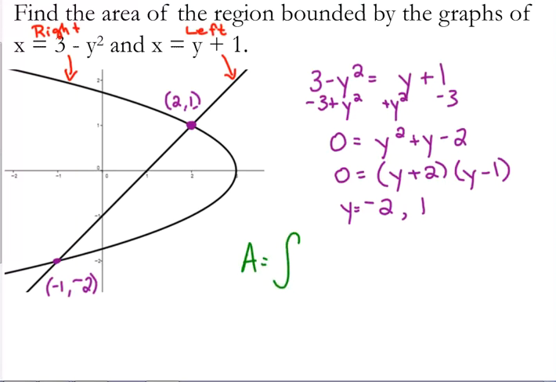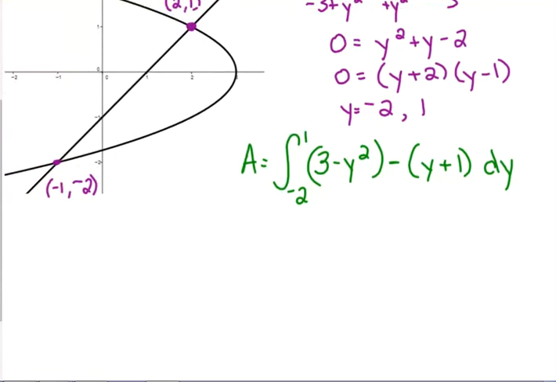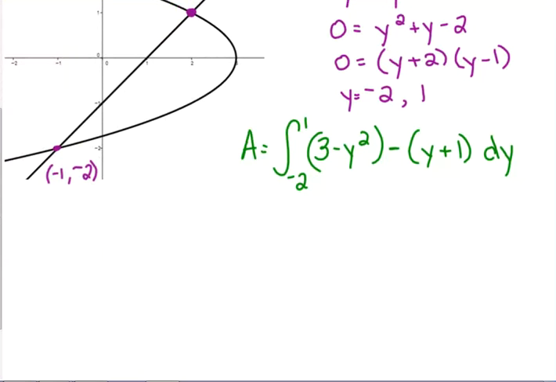So the area is equal to the integral from -2 to 1 of our right curve, 3 minus y squared, minus our left curve, y plus 1. And this is in terms of y, so this would be dy. Notice my use of parentheses, especially since we're subtracting. I cannot emphasize that enough. That's where most people mess up.